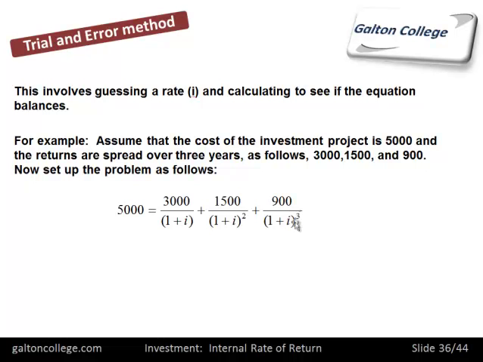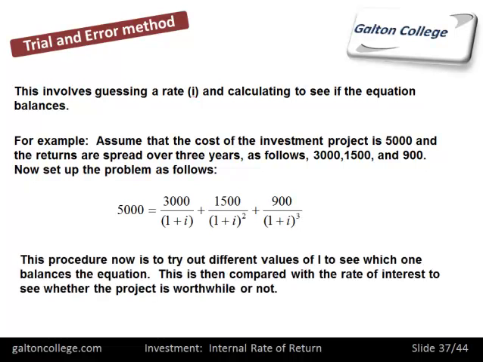We can't use our quadratic formula. The equation is altered by this cubic term. So we try to find different values of I, this one here, different values of the internal rate of return, which balances this. And then we compare this with the rate of interest to see if the project is worthwhile.